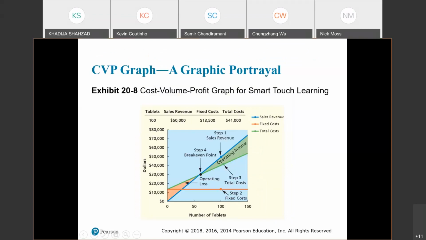Okay, again, this slide shows a cost-volume-profit graph, and it shows how changes in the level of sales will affect profits, as in the variable, fixed, and mixed cost graphs, with the volume of units on the horizontal axis and the dollar amount on the vertical axis.